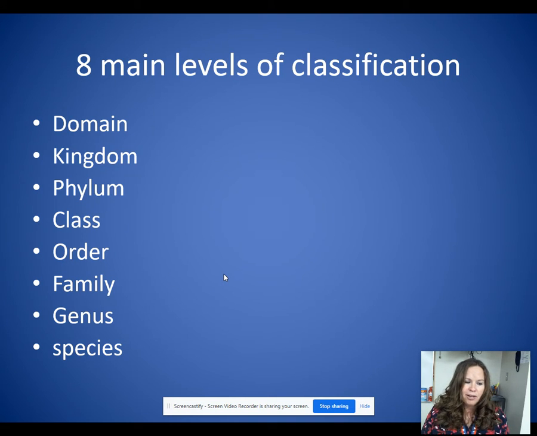So I try to come up with a way to remember this. So I use a sentence like, did King Philip come over for good spaghetti? It's just one that I've used over the years. You can come up with your own so that you can remember the order of these things.